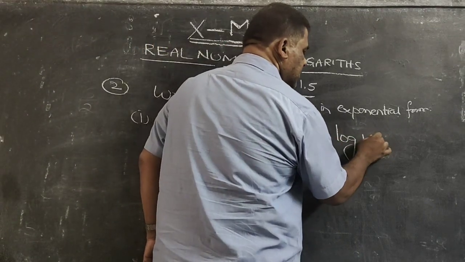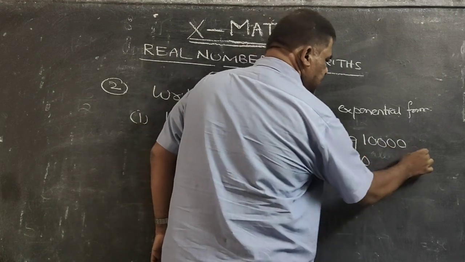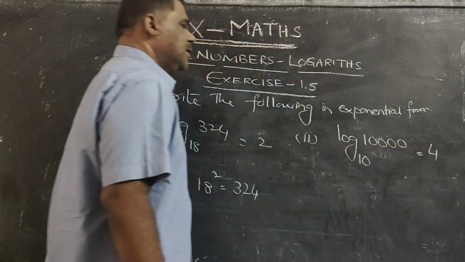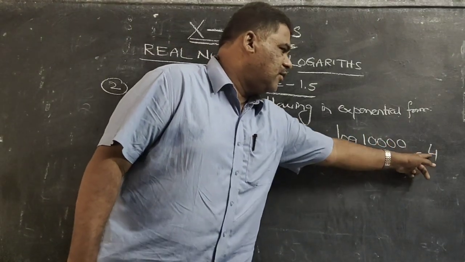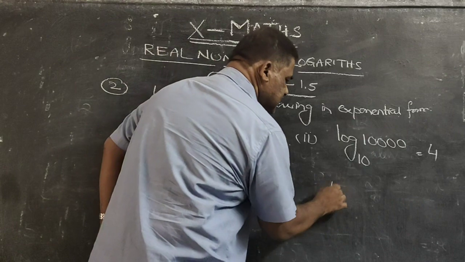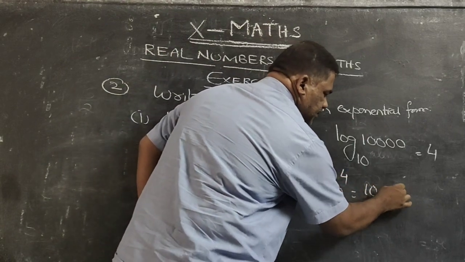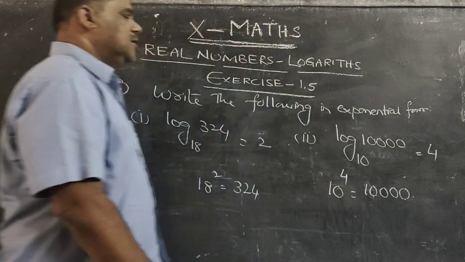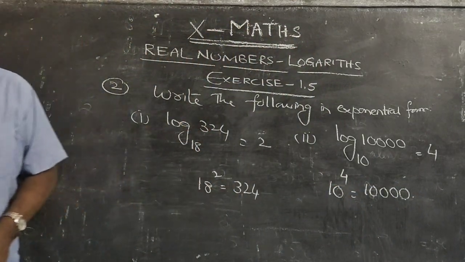Logarithm of 10,000 base 10 is equal to 4. When you remove logarithm, 10,000 comes here, 4 goes there. So it is 10 to the power 4 is equal to 10,000. So this is called logarithmic form. This is known as exponential form.